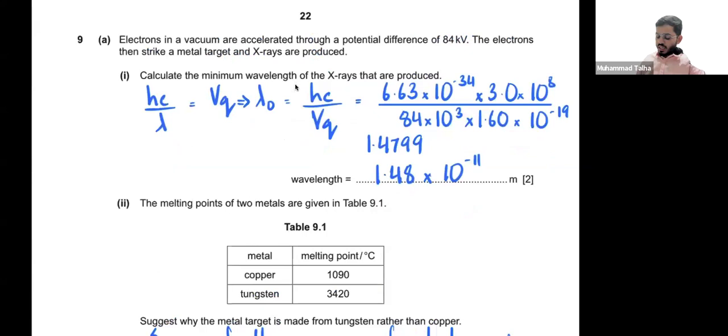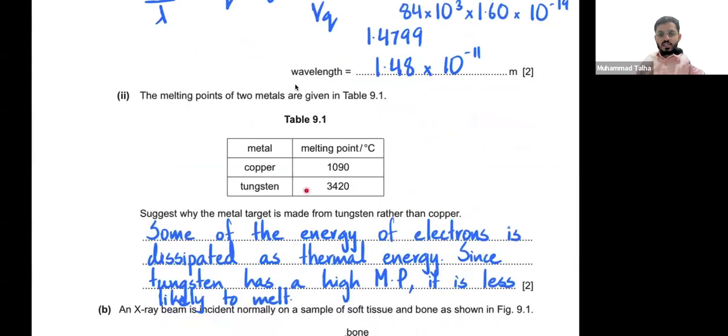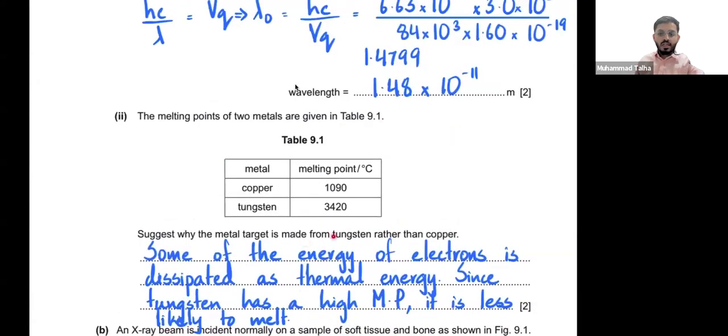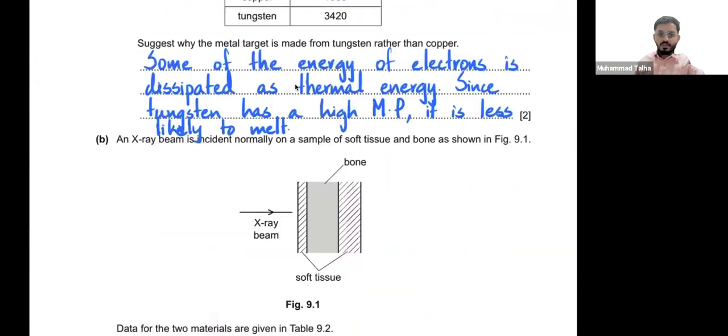Melting points of two metals are given. You have copper and tungsten. Suggest why the metal target is made from tungsten rather than copper. Again, it corresponds to the idea that we were just talking about moments ago. Why is this the minimum wavelength? It is because some of the energy is also going into making that target metal hotter, right? Now, because tungsten has a higher melting point, it is less likely to melt, right? So that's the answer to this one.